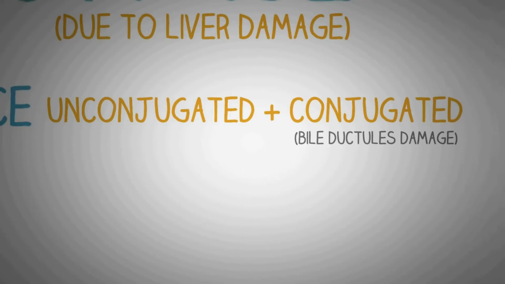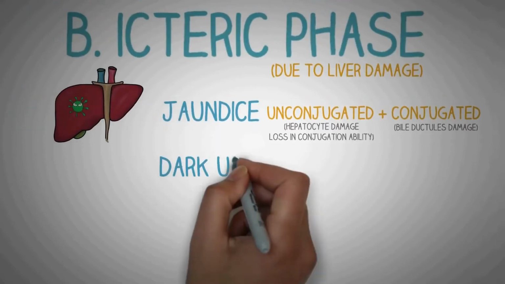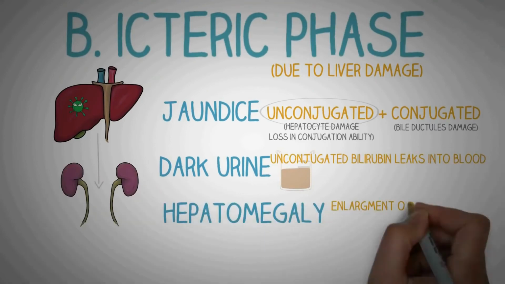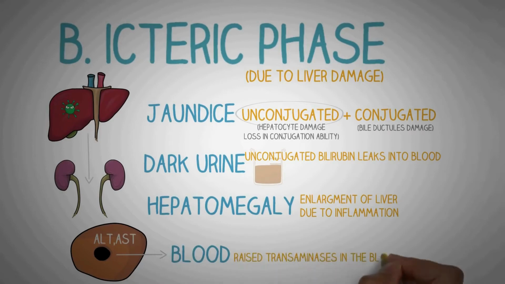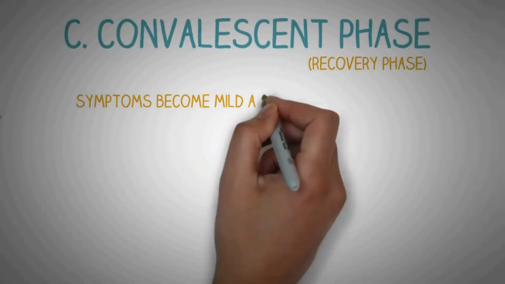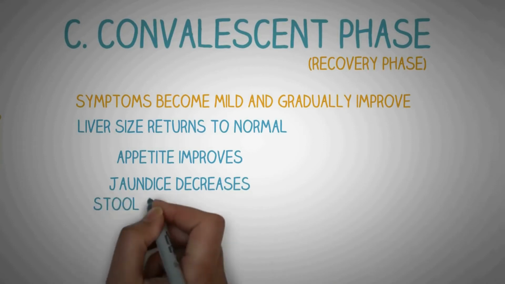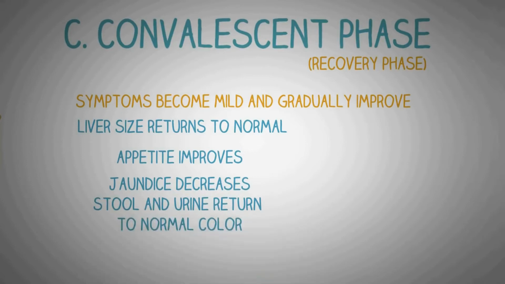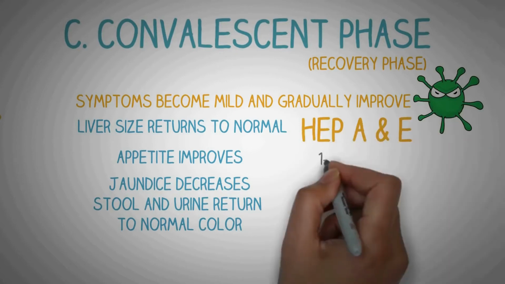The other one is the icteric phase. This icteric phase is due to liver damage, and this leads to jaundice, either conjugated or unconjugated. If the damage is in the liver, it will be unconjugated. If it is bile duct damage, it will lead to conjugated jaundice. Dark urine and pale stool are most probably due to the jaundice itself, and you will also find hepatomegaly. The liver enzymes will be very high, mainly ALT and AST.